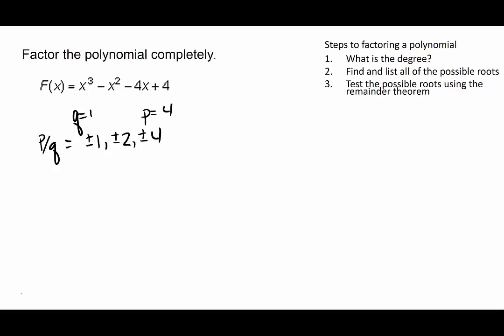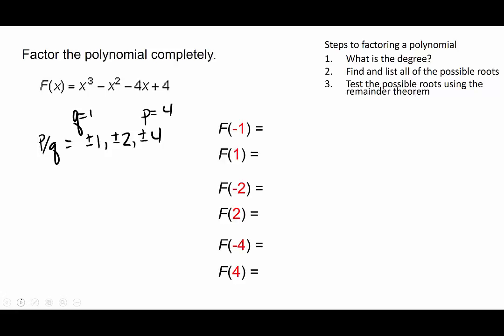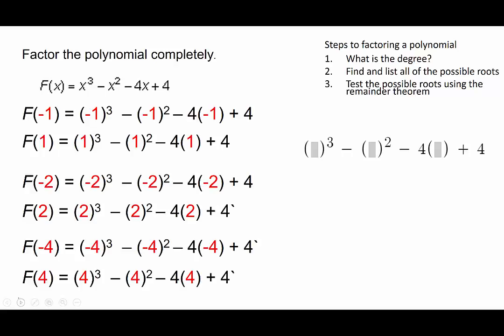Step 3, test the possible roots using the remainder theorem. So you have 2 options here. In Apex, they use synthetic division to divide by all possible roots, or we can use the remainder theorem. To use the remainder theorem, we're going to plug in all our possible roots and look for a remainder of 0. If we get a remainder of 0, we have found a root. So we have to plug in all our possible zeros, all of our possible roots, and look for the one that gives us a remainder of 0.